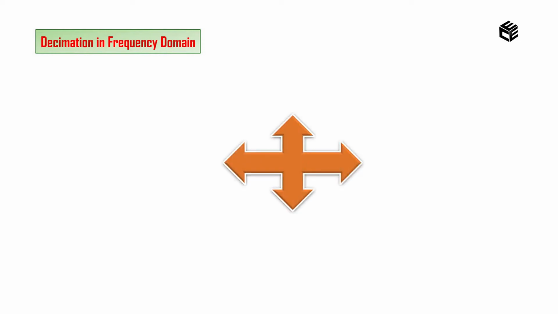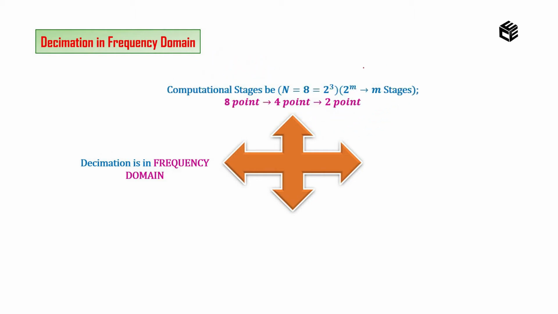So here the decimation is completely in frequency domain, as we all know that. The second point is the computational stages, of the form N equals 2 to the power M. If we consider the value of N as 8, then we will get 2 to the power 3. So the 3 represents the number of stages of computation, so we can say it has 3 stages of computation. The computation stages will be like 8 point, 4 point, 2 point. But in the case of DIT, it will be like 2 point, 4 point and 8 point. It is a straight reverse of that.